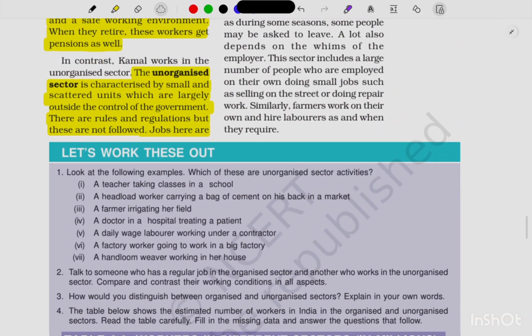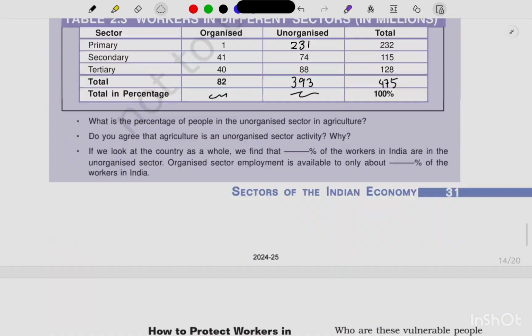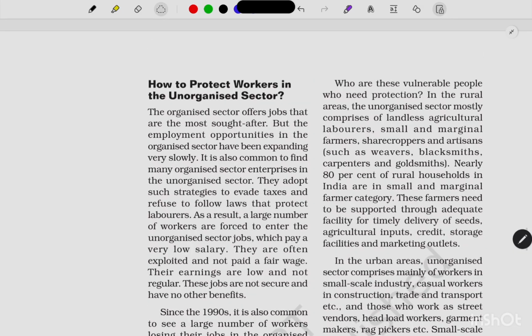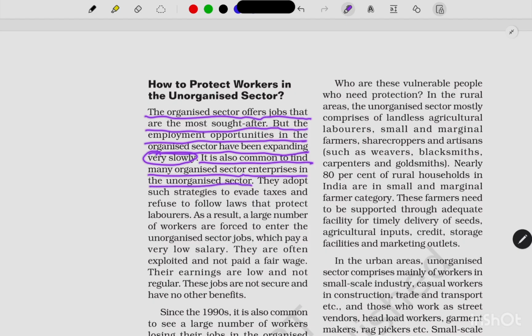Okay, so basically, we continue. How to protect workers in the unorganized sector? Two more pages, let's go. The organized sector offers jobs that are the most sought after, but the employment opportunities in the organized sector have been expanding very slowly. It is also common to find many organized sector enterprises in the unorganized sector.